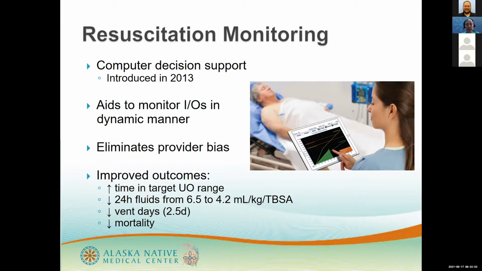When they've looked at this in large studies, both military and civilian, it shows that there's increased time that the patient spends in that target urine output range. Several studies have shown that it decreases your 24-hour fluids from like 6.5 cc per kg per TBSA down into that consensus rate of 4. Some studies have shown a decrease in ventilator days, and several studies have shown a decrease in mortality.